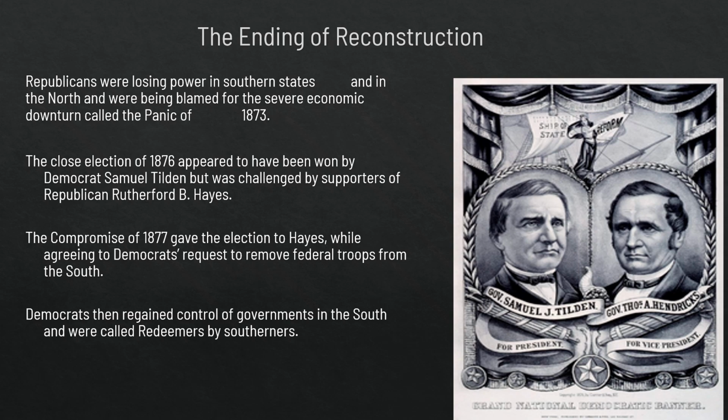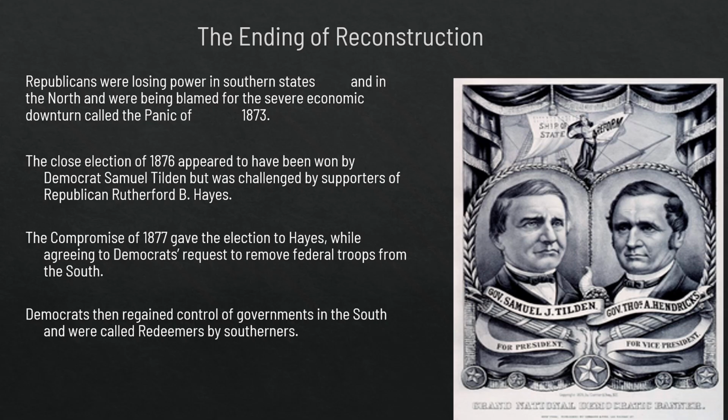Okay, the end of Reconstruction. So this is going to be a very controversial time period. The election that's coming up, we're talking about the 1870s. You have Republicans. They've lost their influence in both the North and the South. They're being blamed for what's called the Panic of 1873, which is an economic downturn, and it's going to be widespread. You're going to have unemployment, financial instability. You've got all these other social and cultural issues going on, plus the damage of the Civil War.